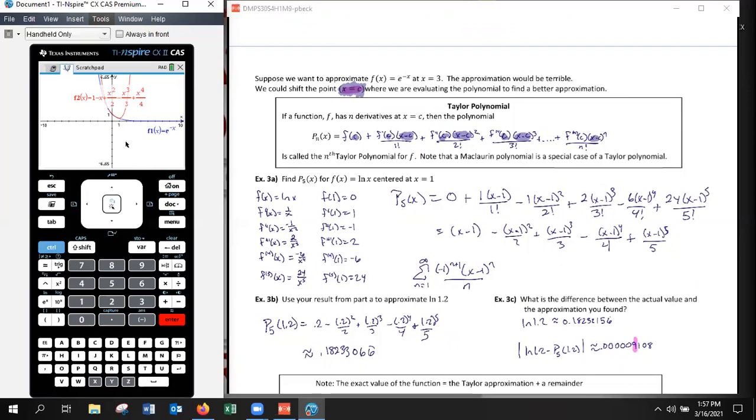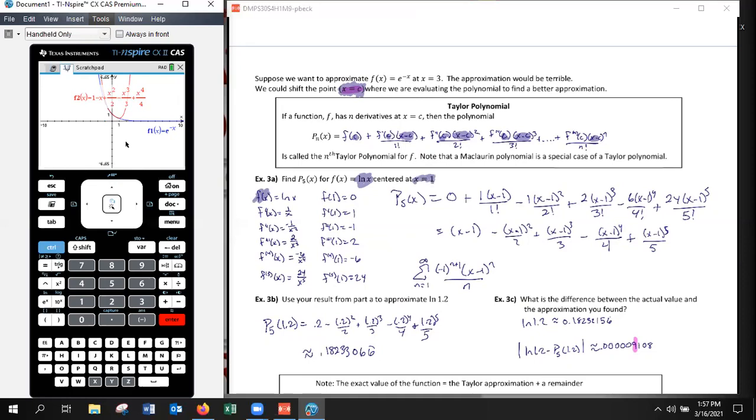So it's going to be important that we have Taylor polynomials centered somewhere other than 0, because what happens if we have, say, the natural log of 0? Natural log of 0, we all know, does not exist. It goes down to negative infinity. So we have to center it somewhere else. So we will center it at x equals 1.